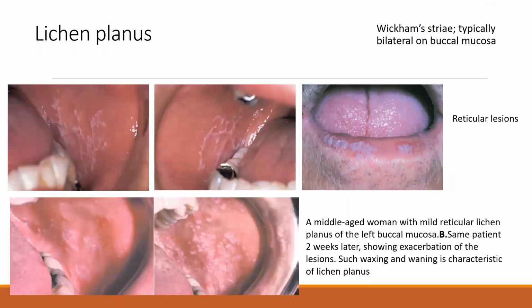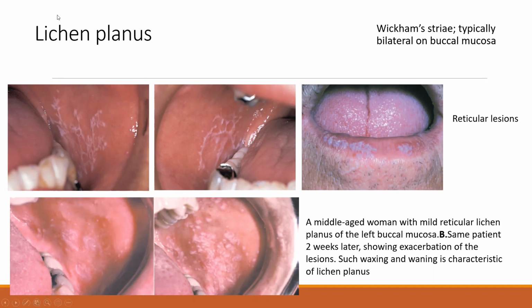Next up is lichen planus. It is another white non-scrapable lesion, which is a classic example of an immunologically mediated mucocutaneous disorder because it occurs on the skin and also the oral mucosa. It is a classic example of immunologically mediated mucocutaneous disorder.